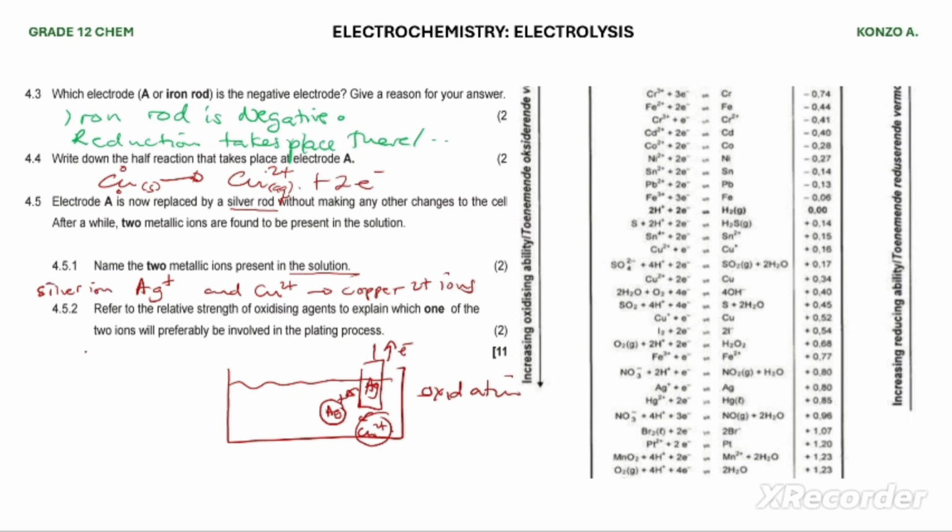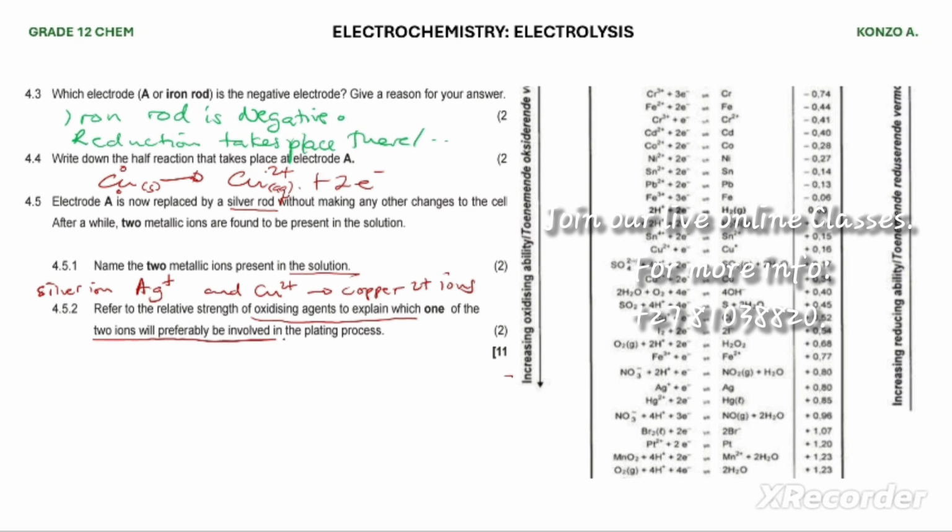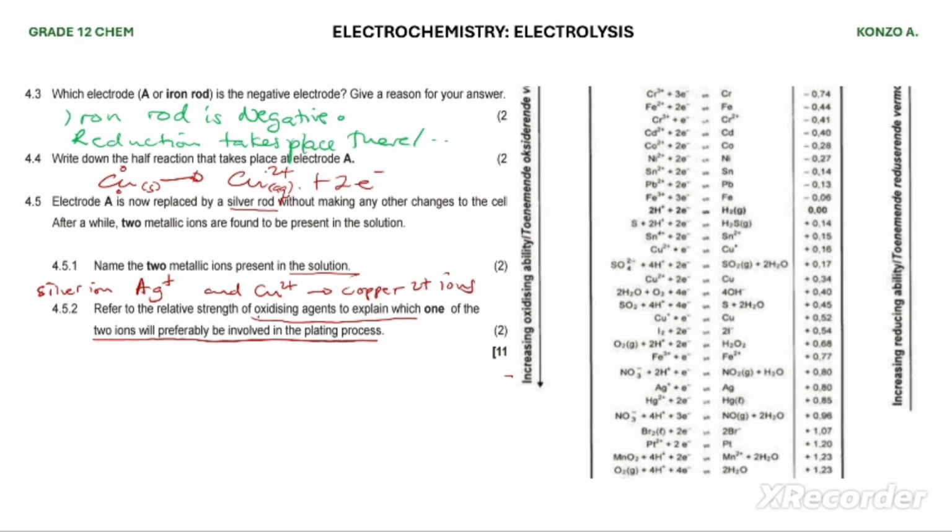All right, let's move on to the next bit. I can remove this now. Now, refer to the strength of oxidizing agents to explain which one of the two ions will preferably be involved in the plating process. Let's think about what we want to do on the other side when we are electroplating. So I'm now going to focus on this negative electrode where we are gaining the electron. So when we're gaining the electron, what process is going on there?